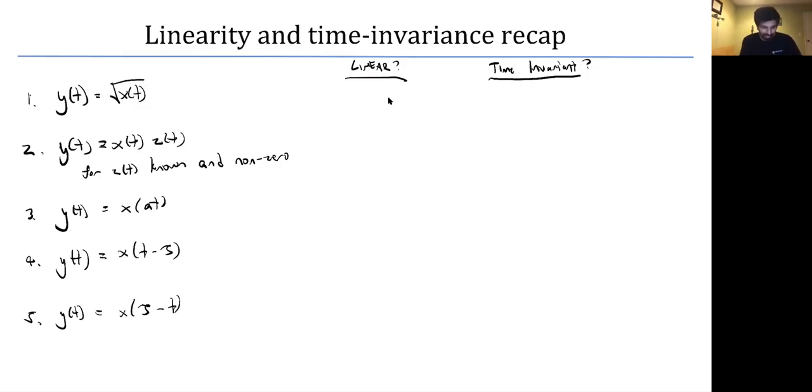So for these 5 systems, as a check of your understanding, please go ahead and try to analyze whether these 5 systems are linear and or time invariant. Feel free to pause the video and rejoin us.